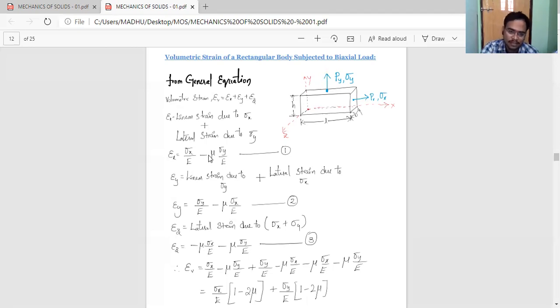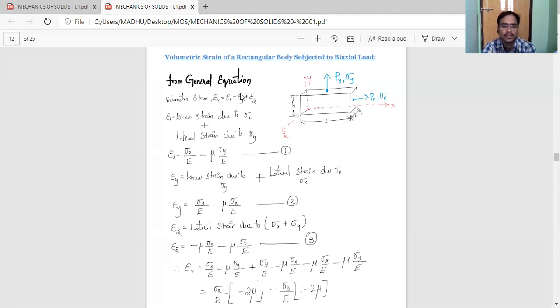But it is with a minus sign here, because both are opposite in nature. So epsilon x is given by sigma x by E minus mu into sigma y by E. This is the first one. Epsilon y is linear strain due to sigma y plus lateral strain due to sigma x. Linear strain due to sigma y.